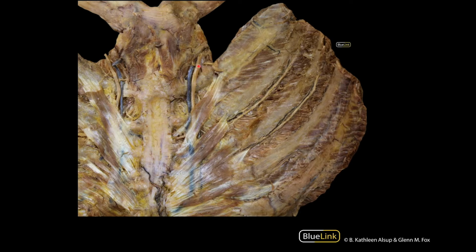Internal thoracic arteries right here. It branches from the subclavian and travels lateral to the sternum. Internal thoracic veins travel along with the arteries and deliver blood to the brachiocephalic veins. The anterior intercostal arteries are supplied by the internal thoracic artery. The anterior intercostal veins drain into the internal thoracic vein, which drains to brachiocephalic veins.